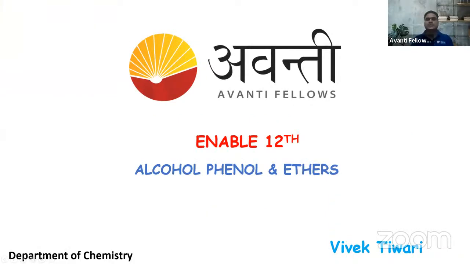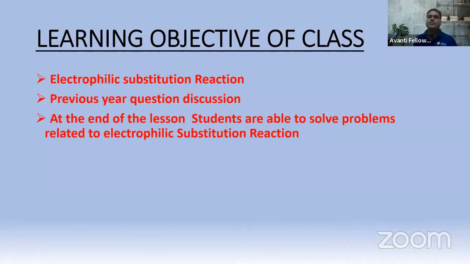So this is the third class of this chapter, alcohol, phenol, and ether. Before starting, let me discuss the learning objective of this class. We are going to learn the electrophilic substitution reaction. Our main focus today is how we understand electrophilic substitution in the case of phenol, because the alcohol parts and the methods of preparation of phenol we already discussed.